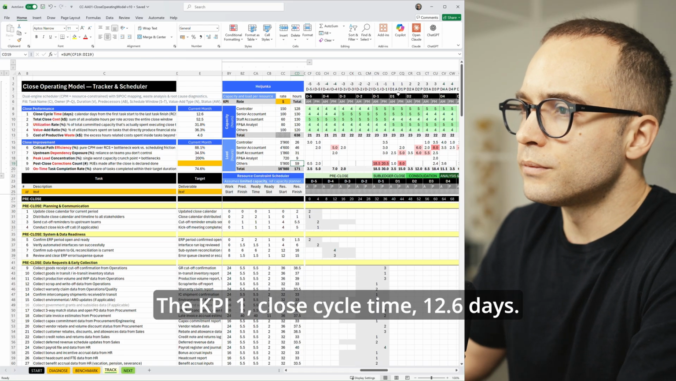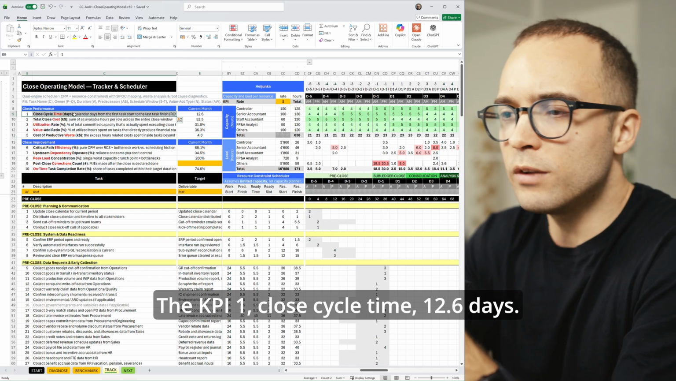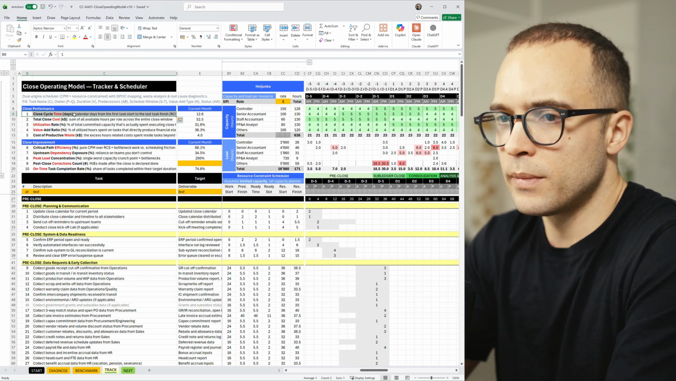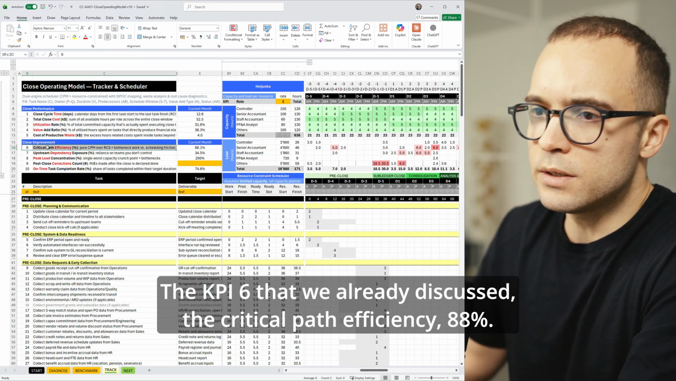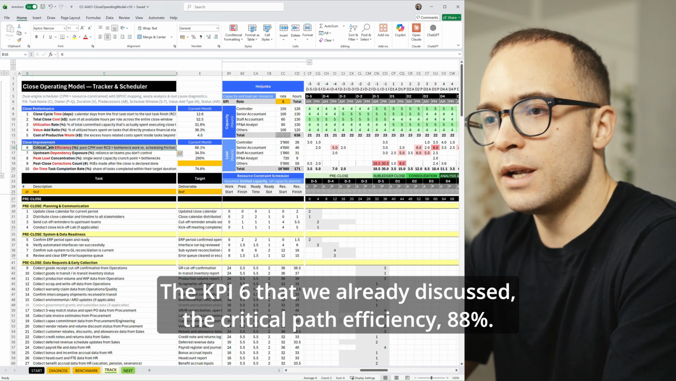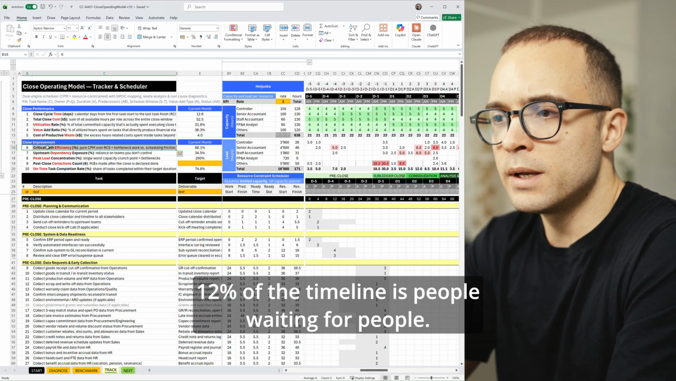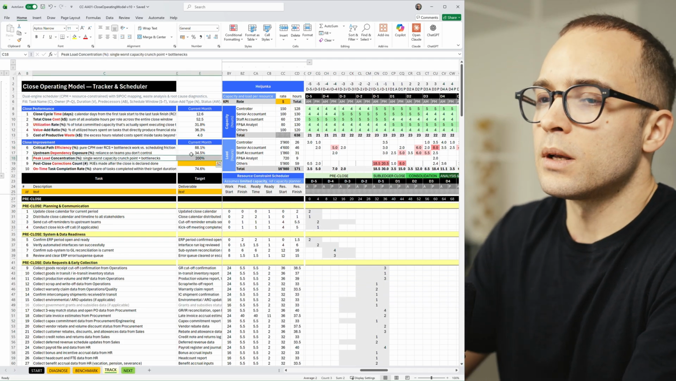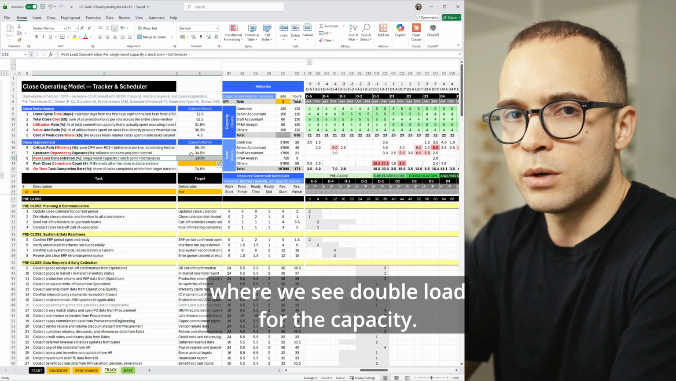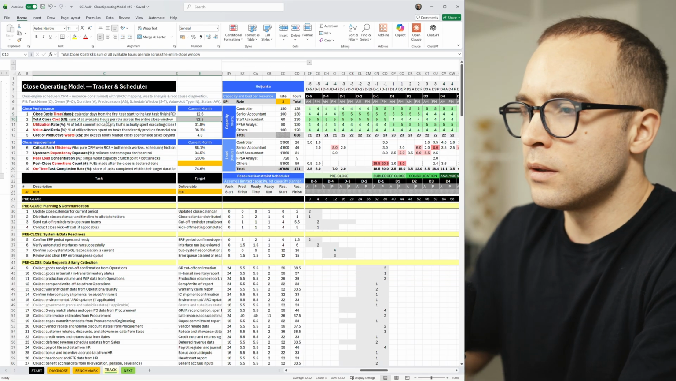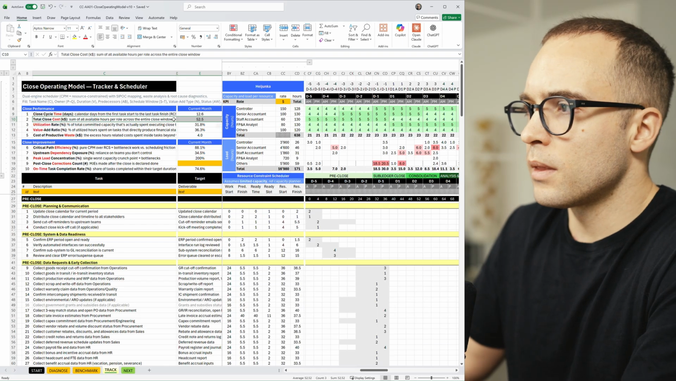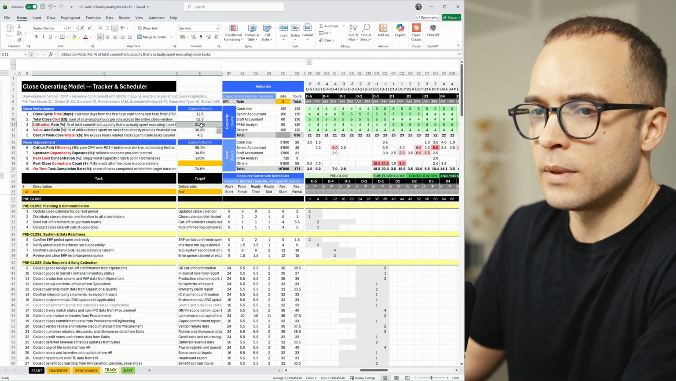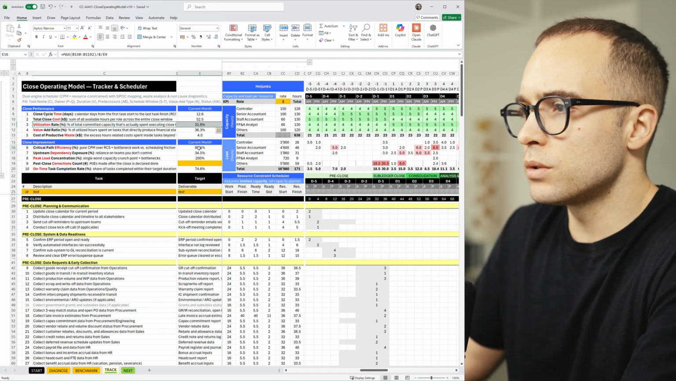The KPI 1, close cycle time, 12.6 days. That's the RCS reality, not the CPM theory. The KPI 6 that we already discussed, the critical path efficiency, 88%. 12% of the timeline is people waiting for people. The peak load concentration at 200%, this is the senior accountant's worst load, where we see double load for the capacity. The total cost and utilization are there too, 52.5K and 31.8%. But the CP is the one you will use the most.